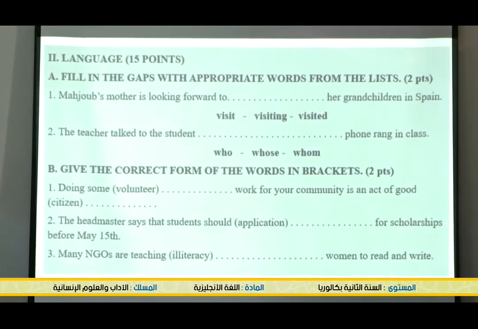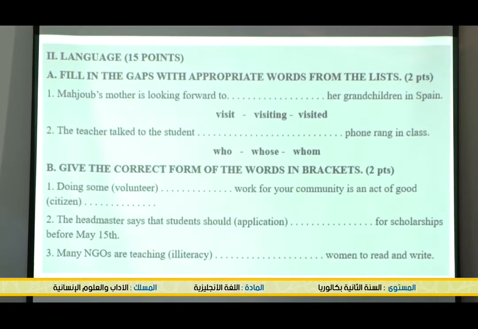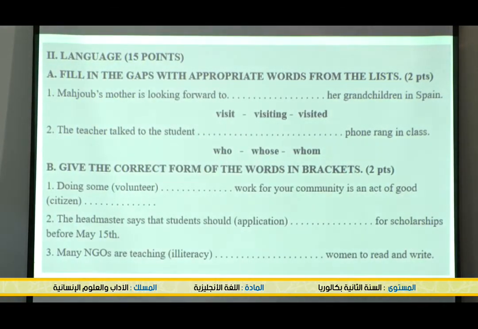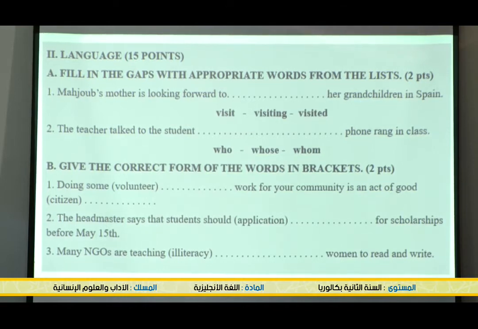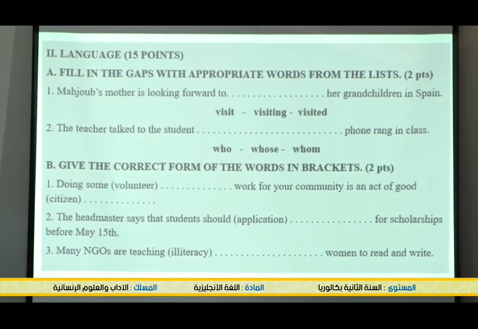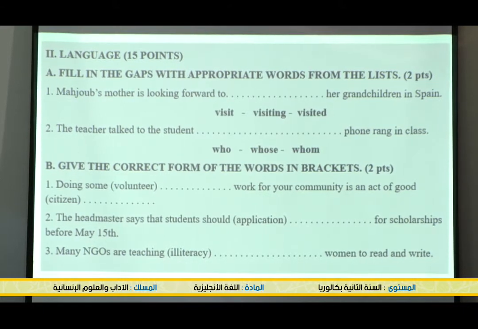So the first exercise, as you can see here, exercise A. Fill in the gaps with appropriate words from the list. Number 1. Mahjoub's mother is looking forward to gap her grandchildren in Spain. So as you can see here, you have to use either the gerund or the infinitive. So let's have a look at the verb here. Look forward to. Is it followed by the gerund or the infinitive?